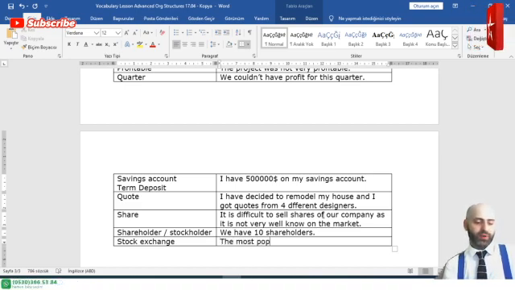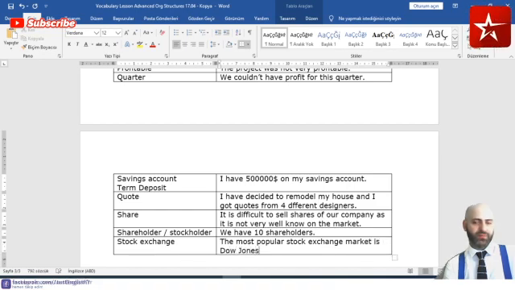The most popular stock exchange market is Dow Jones. Maybe you have heard of Dow Jones before. This is a very popular website where you can buy and sell stocks, and you can see also the value of stocks of companies on this website.